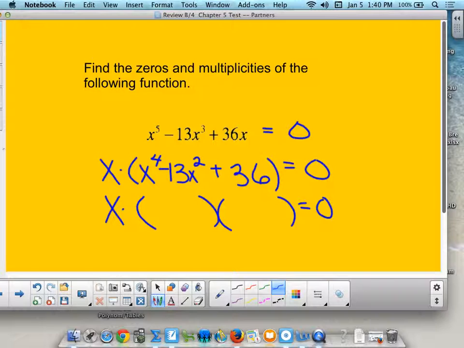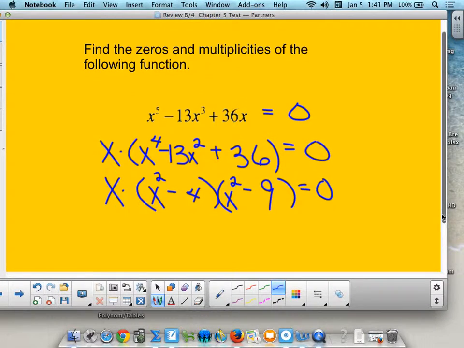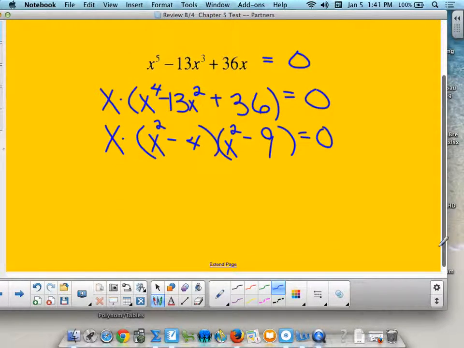What times what is x to the fourth? X squared times x squared. What times what is 36 but adds up to negative 13? Negative 4 and negative 9. Okay. Both of these are differences of two perfect squares. So split and split. Okay. So here we go.